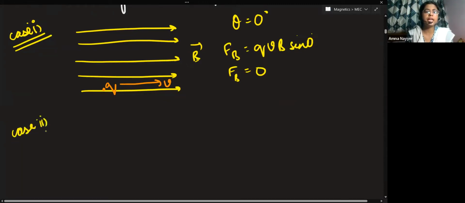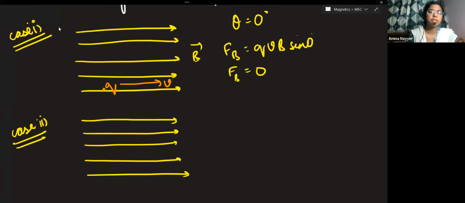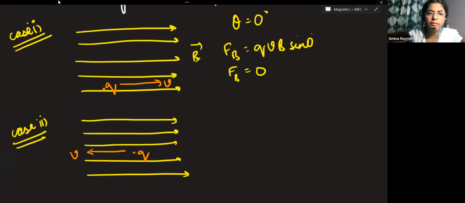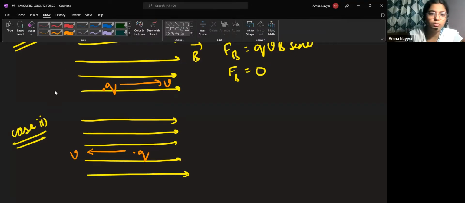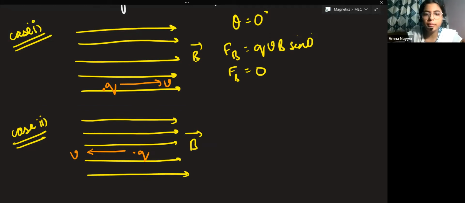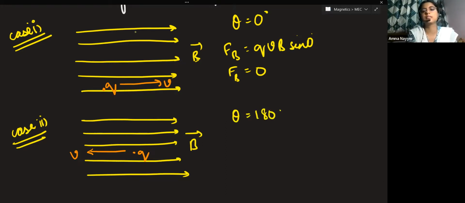Case second basically says that if this is the charged particle, this is velocity. Fatima, now tell the angle for this case also. You've told it correctly for the first part. For the second case, what will be the angle? This is the magnetic field. Angle will be 180. Yes, right. Theta is 180 degrees.